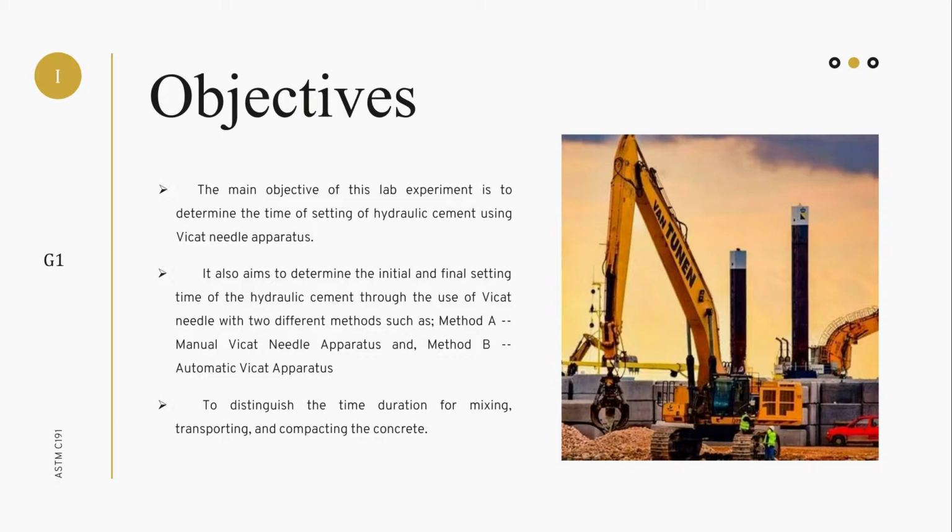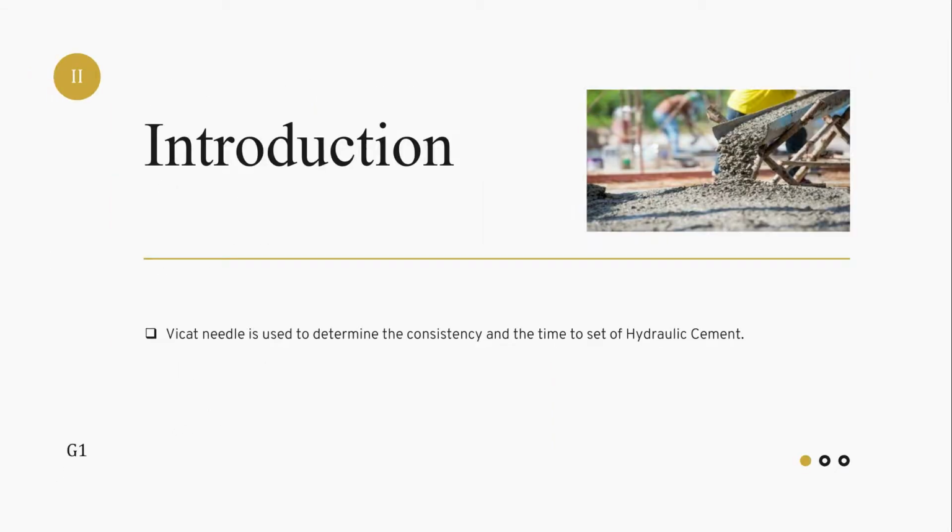By doing so, students should also make use of the operated Vicat apparatus. Moreover, in line with the second objective, we also involve method B for testing by making use of the Vicat machine. And then the last objective for this report is to determine the right time duration for mixing, transporting, placing, and compacting the concrete effectively.